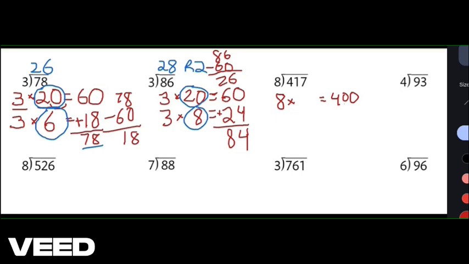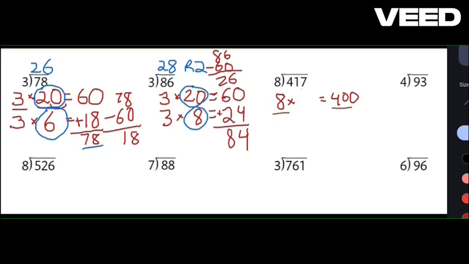And how do I know that? Well, 40 happens to be 8 times what number, student 10? Okay, if we know our times tables well, we know that that answer is 5. And since this 400 has an extra 0, we can add that extra 0 to our 5 to make it 50.